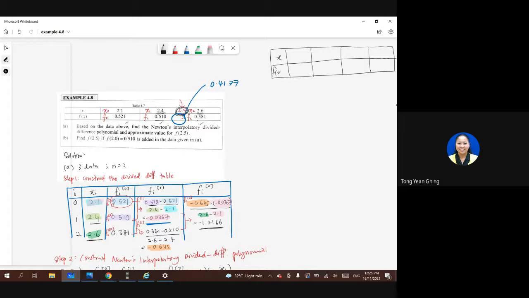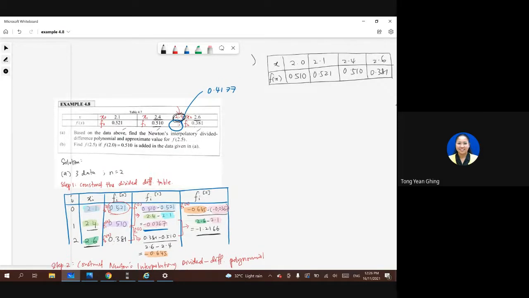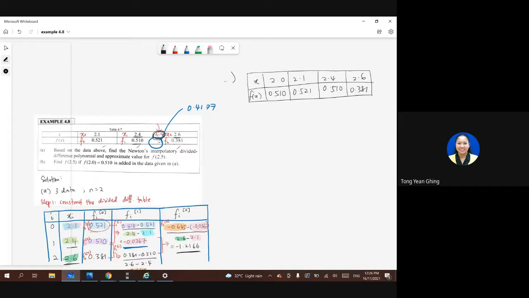X, fx. So start with the 2. 2, the value is 0.510. Okay, and then 2.1, 0.521, 2.4, 0.510, 2.6, 0.381. Okay, ini ada baru. B. Tak keluar pula.